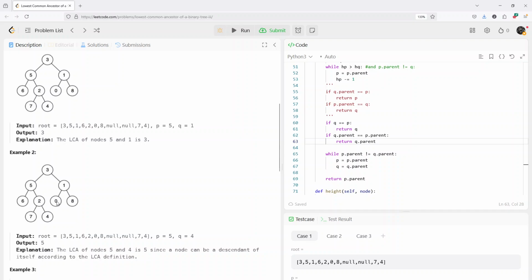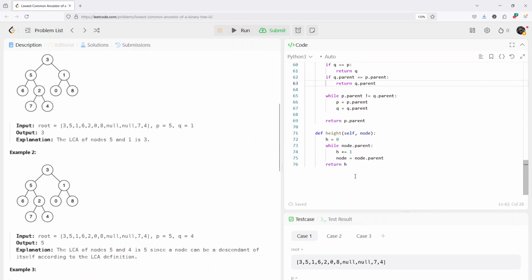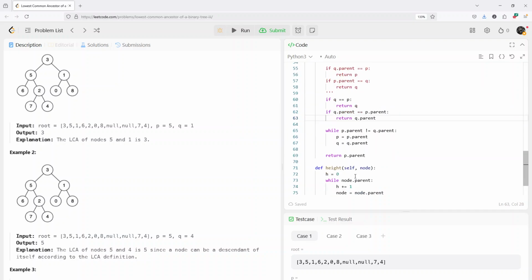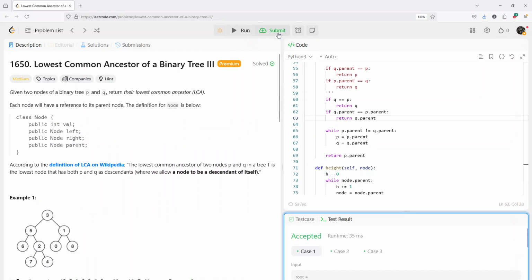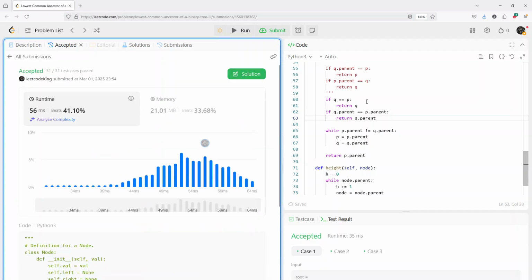Let's say you have the 6 and the 0 here. They're at the same height, but their parents aren't the same. So then you increment their parents, and you have 5 and 1. And then now they have the same parent, so it'd be the 3. Okay. So it looks like this should work then. And it passes all test cases.